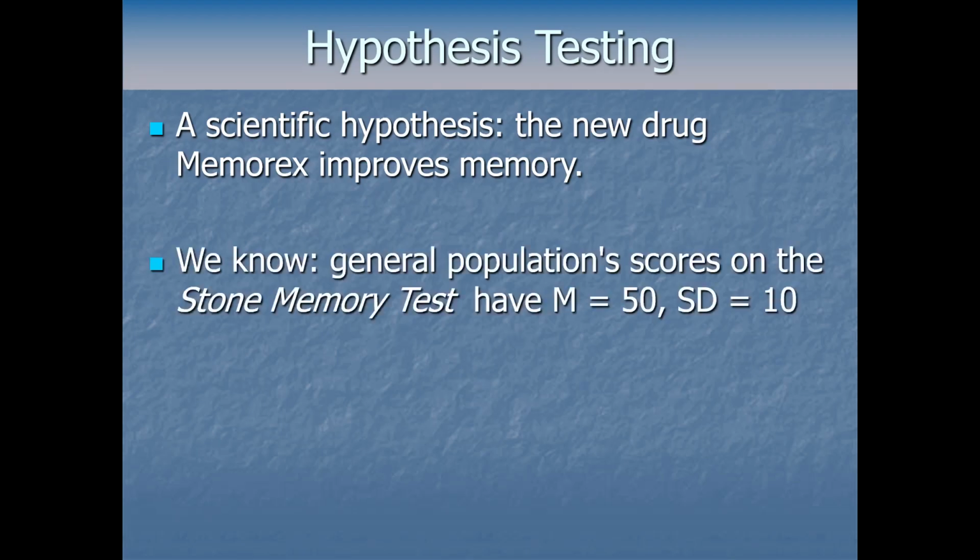So let's say I already know from past data or a huge control group that the general population scores on a particular memory test, let's say the Stone memory test, are normally distributed with a mean of 50 and a standard deviation of 10. That's just what memory is like for people in the population overall. Now, I want to know if my new drug will raise people's memory beyond that.